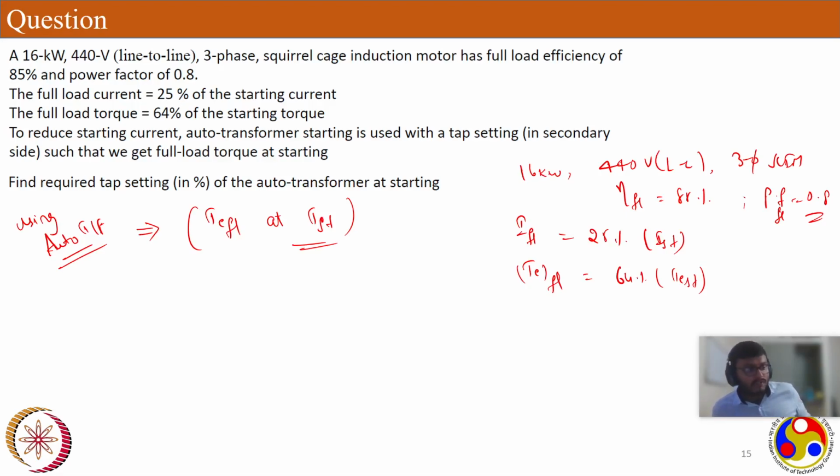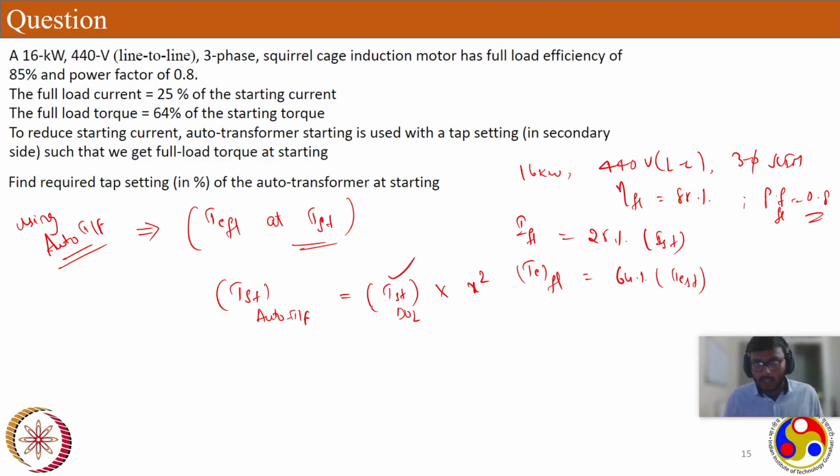So what we know in case of auto transformer starting is that the starting torque in an auto transformer starting is equal to the starting torque in case of DOL, or without any starting method, multiplied by x square. We are trying to find this x now. First we will look at the starting torque. Now we know that starting torque will be equal to full load torque divided by 0.64.